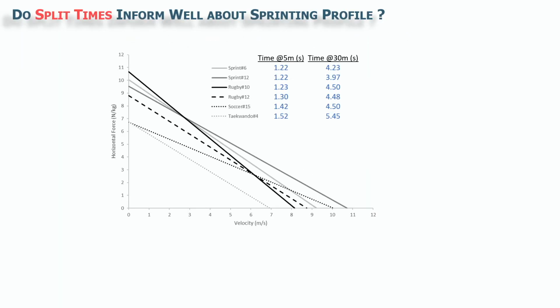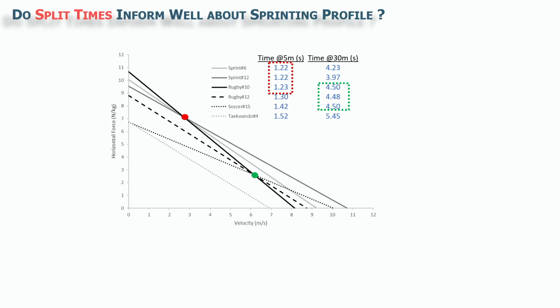For example, here you have several athletes, and we can observe that these three athletes present exactly the same time at 5 meters, but they present different F0 values, so it's not exactly the same. We can also observe that these three players present quite the same time at 30 meters, but they present very different V0 values.